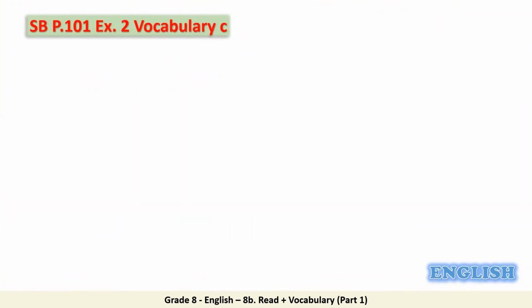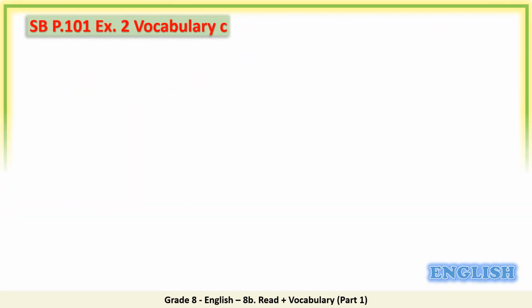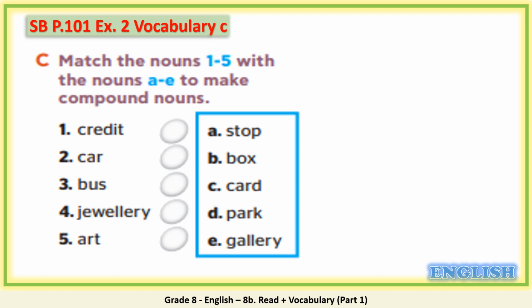Now let's do exercise C, vocabulary. Match the nouns 1 to 5 with the nouns A to E to make compound nouns. Then check your answers with your teacher. Well, you can check your answers now. 1. Credit card. 2. Car park.